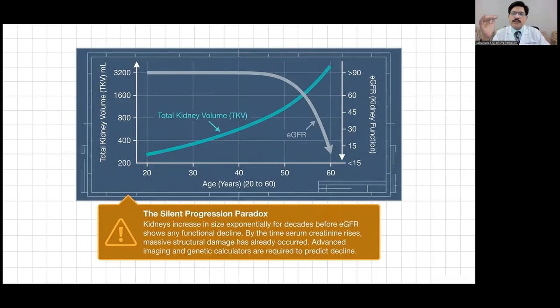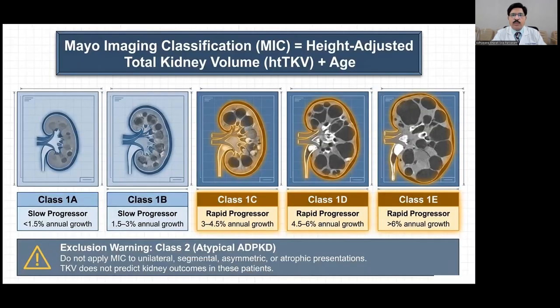Kidneys increase in size exponentially for decades before eGFR shows any functional decline. By the time serum creatinine rises, massive structural damage has already occurred. Advanced imaging and genetic calculators are required to predict the decline. It's a very important concept. You should not wait for the renal failure or eGFR to fall or creatinine to rise. You should measure the total kidney volume.